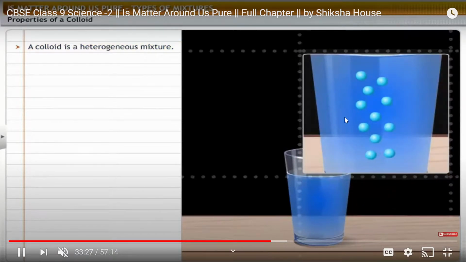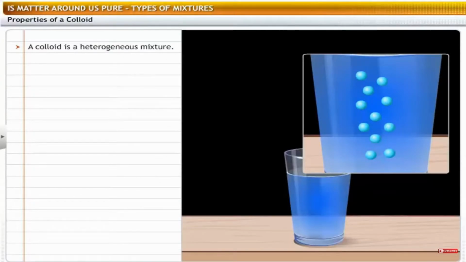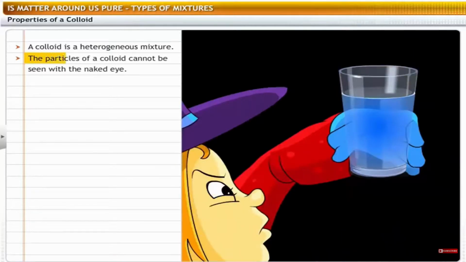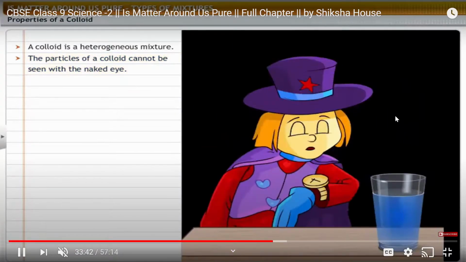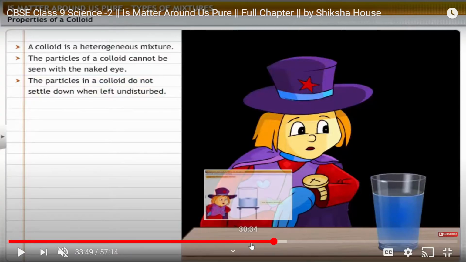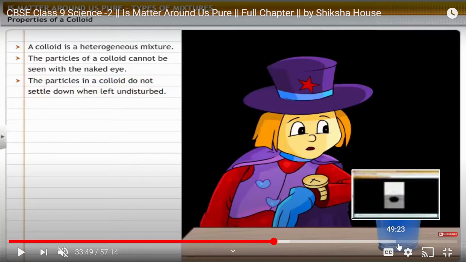Now, if you look at the particles of the colloid, the size of the particles of colloid are a little bit bigger than solutions, but smaller than suspensions. So they are smaller than suspensions, so you cannot see them through your naked eyes. And the particles of colloid, if you leave them undisturbed for some time, they will not settle down. Now you see here, you have just left the mixture of ink and water undisturbed, and you see the particles will not settle down.